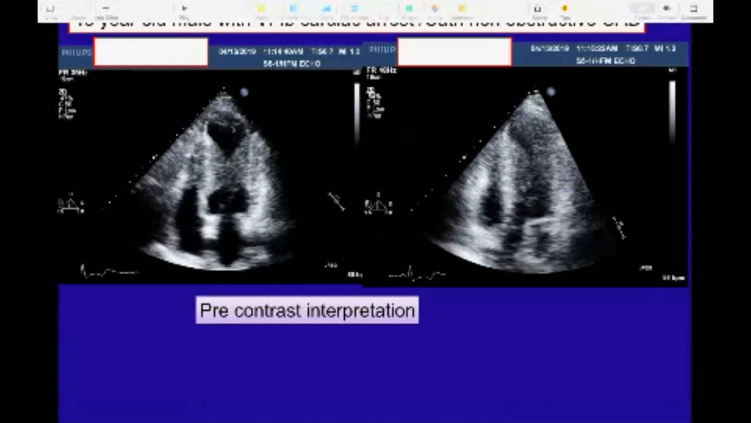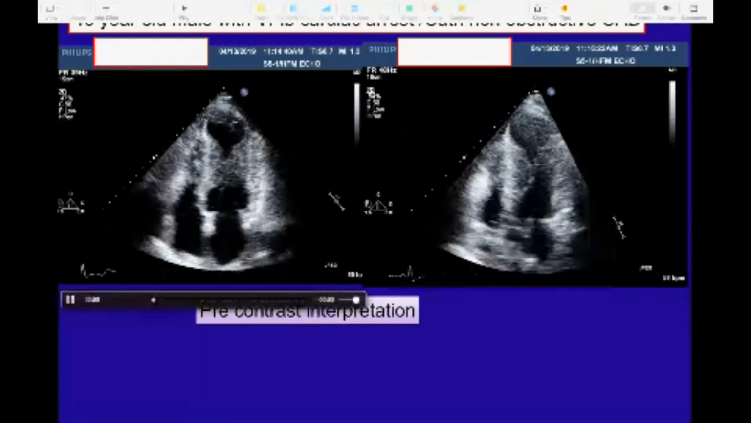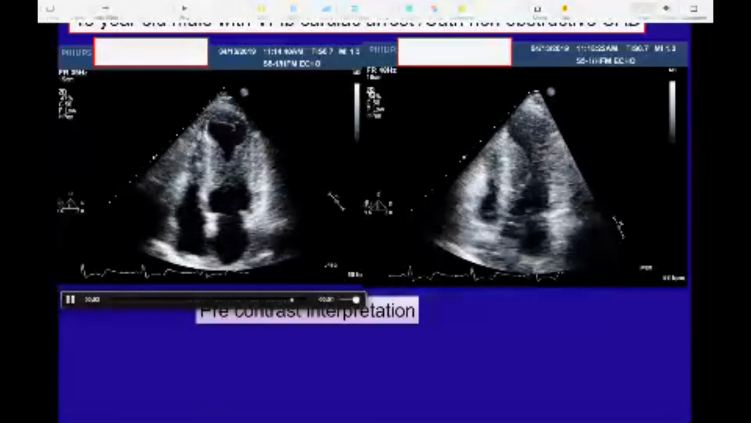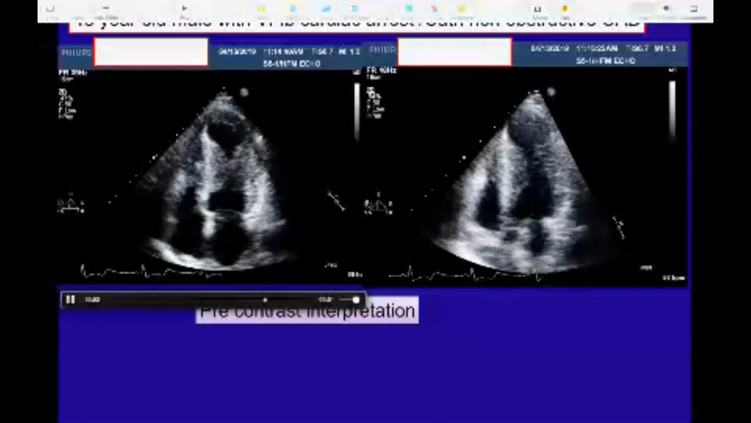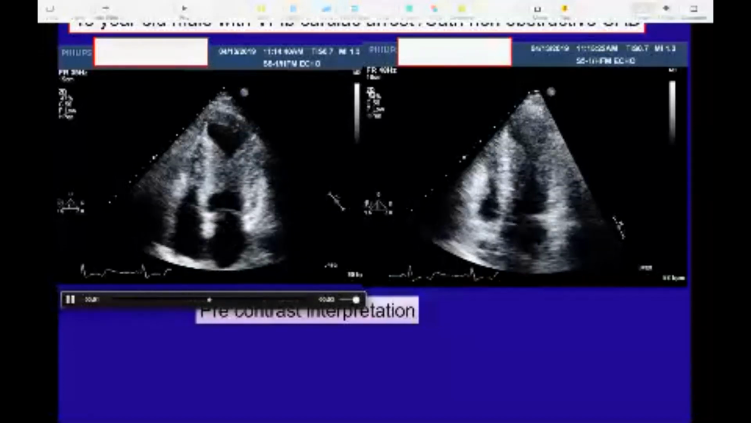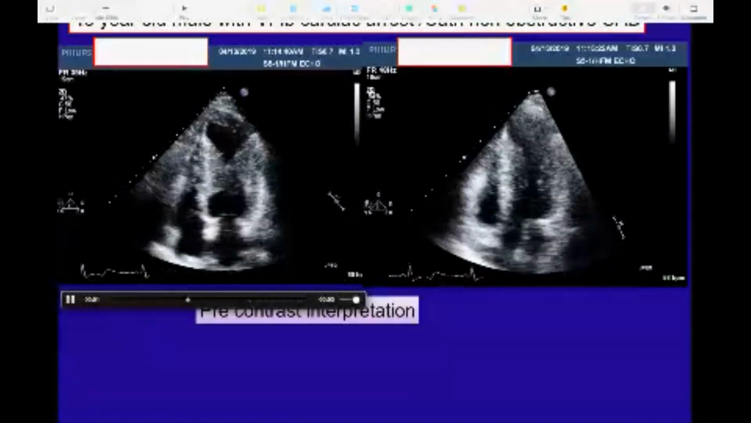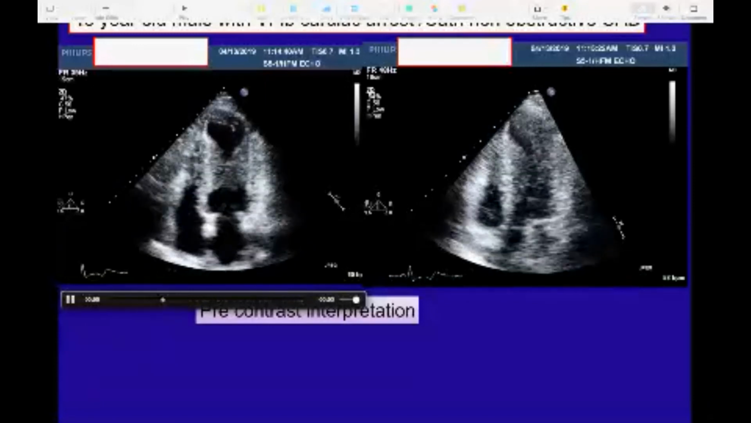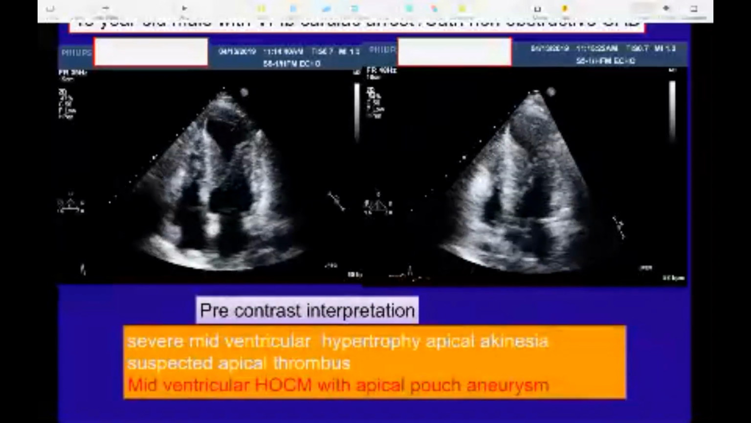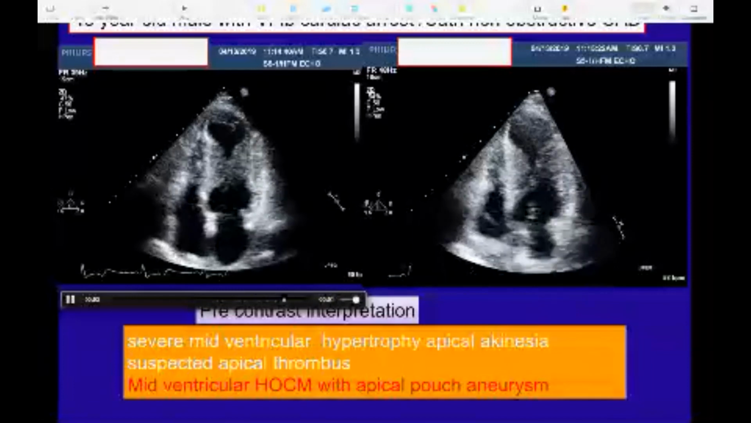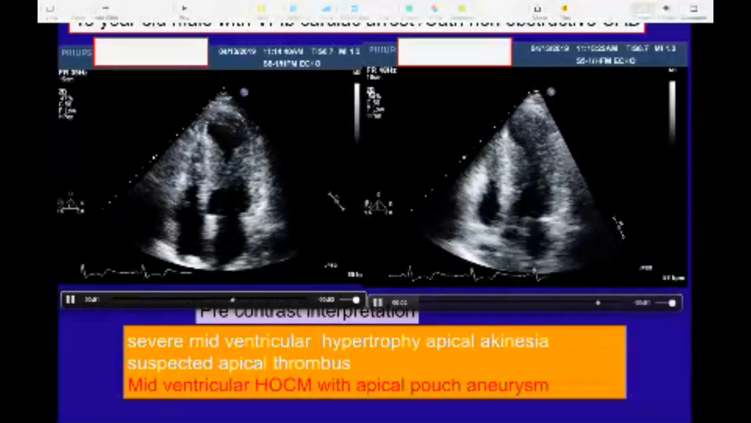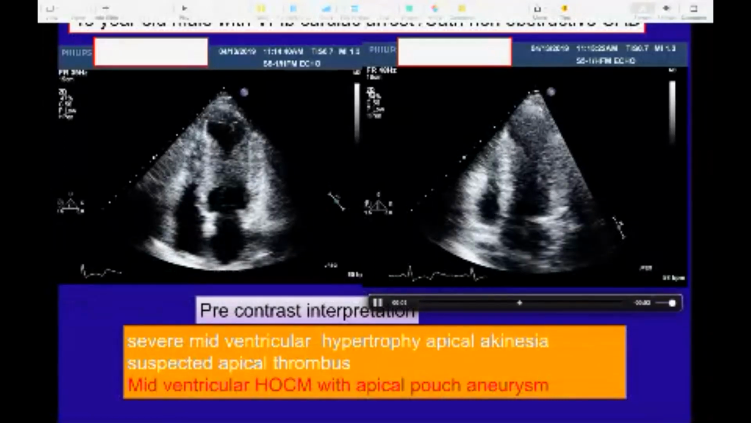And so here is a case of a 45-year-old male with VFib cardiac arrest, CAT showing non-obstructive CAD. If you look at this particular case, there is significant hypertrophy in the mid portion of the ventricle with apical akinesis. And clearly, there appears to be what looks like a thrombus, and it was actually interpreted initially as a thrombus pre-contrast. So the interpretation was correct in the sense that this was interpreted as a mid-ventricular HOCM with apical aneurysm, and a suspicion for thrombus was definitely raised, which I think is very reasonable.